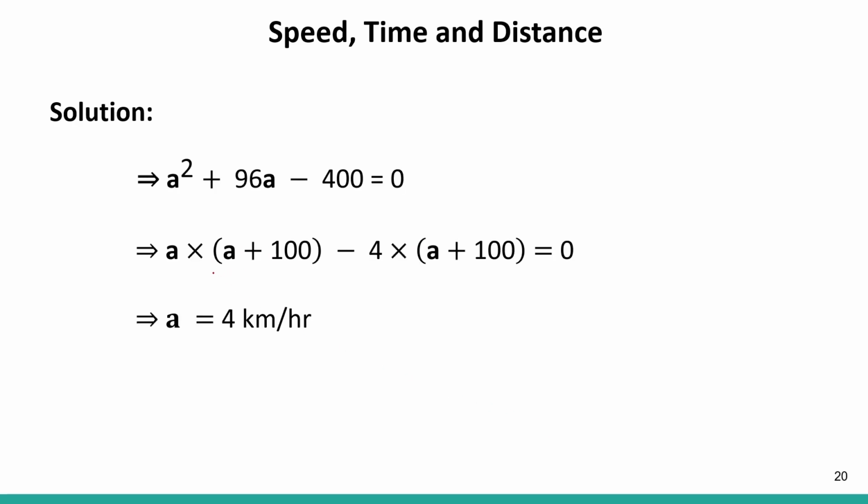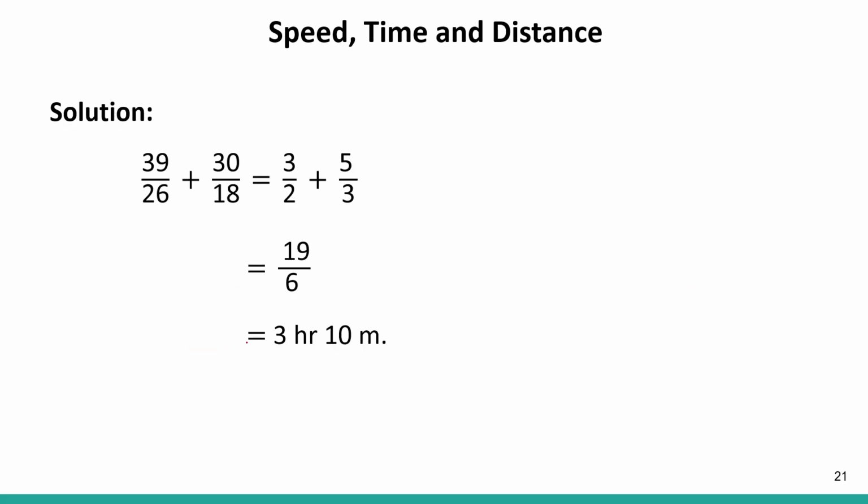So solving it, what we are left with is A into A plus 100 minus 4 into A plus 100 is equal to 0. So factorizing it, what we can see is A minus 4 into A plus 100 is equal to 0. So A is equal to 4 and A is equal to minus 100. So A can't be negative. So A is equal to 4 is the correct answer here. So A is equal to 4 km per hour is the answer.